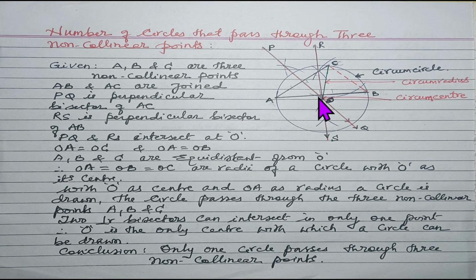Now we can take this point O as a center and the radius as OA or OC or OB and draw a circle. We find that the circle passes through the three non-collinear points.